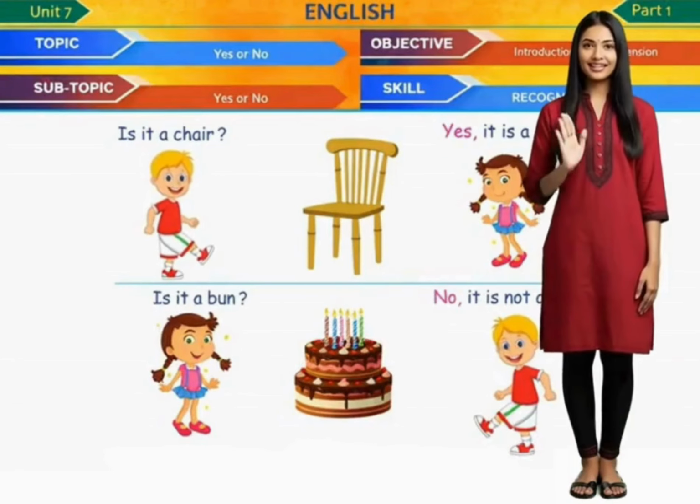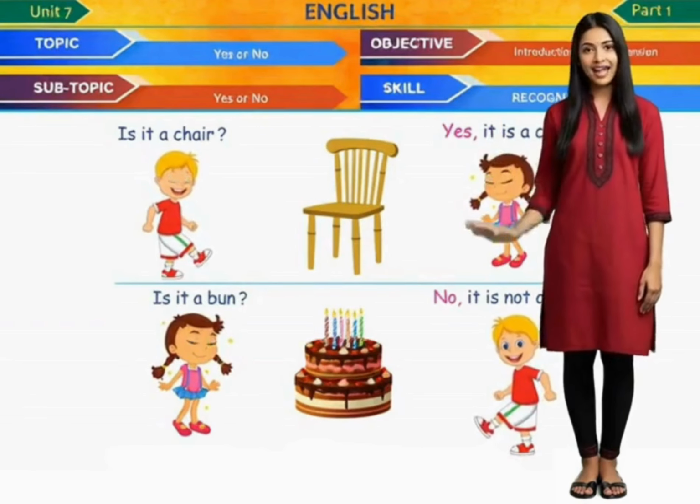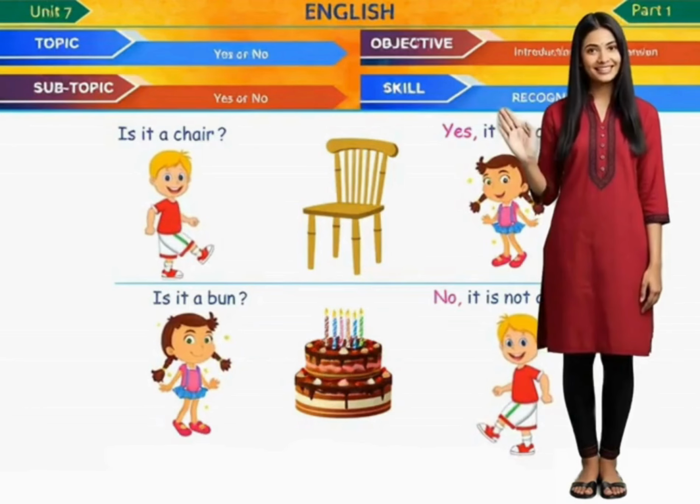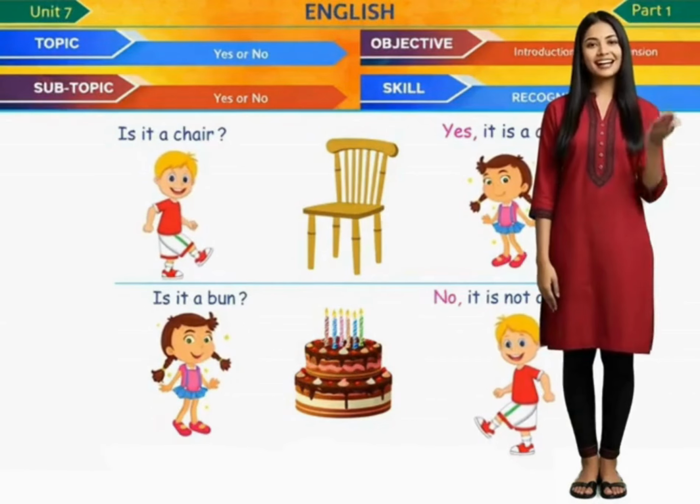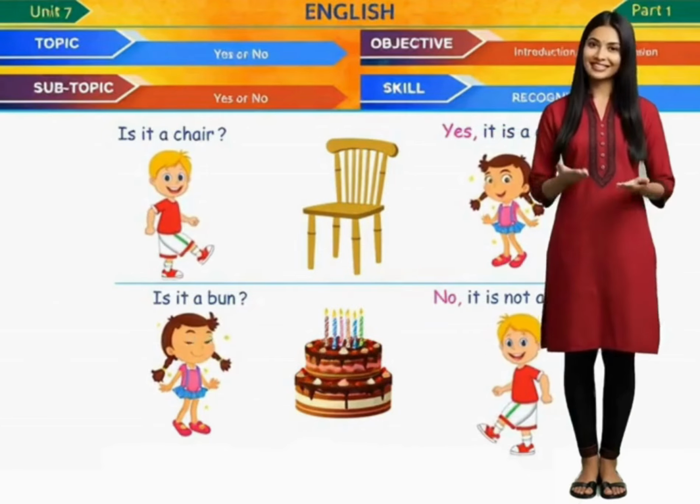Hello, children. Welcome back to our English session. Today, we are going to learn how to answer questions using yes and no. Children, when the answer is correct, we say yes. And when the answer is wrong, we say no.